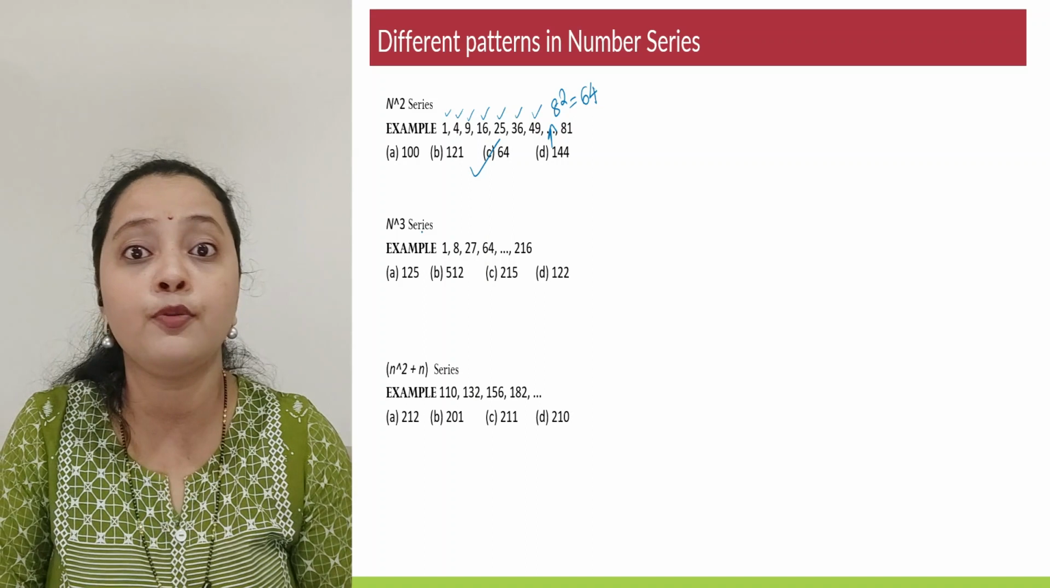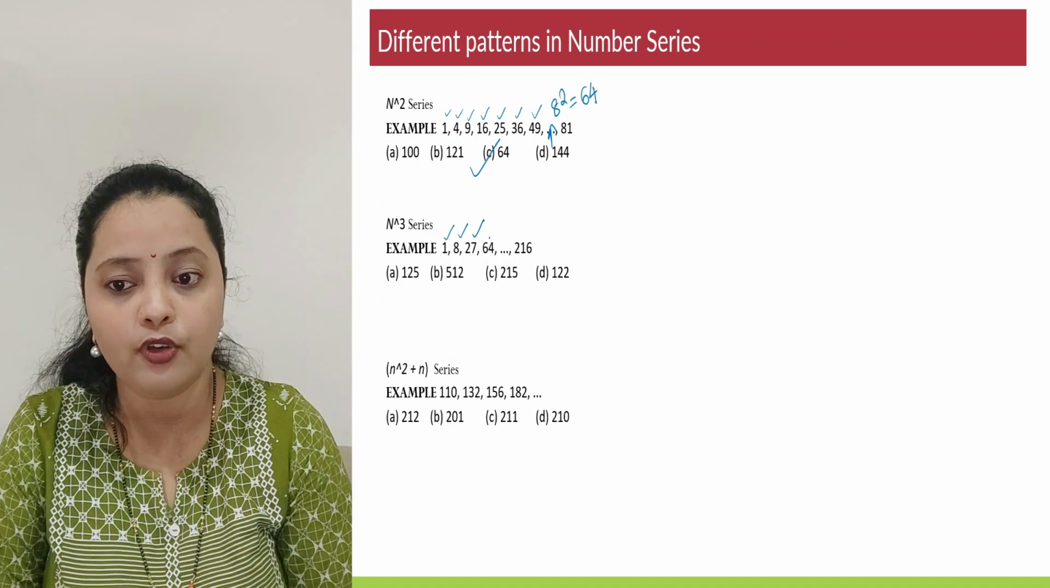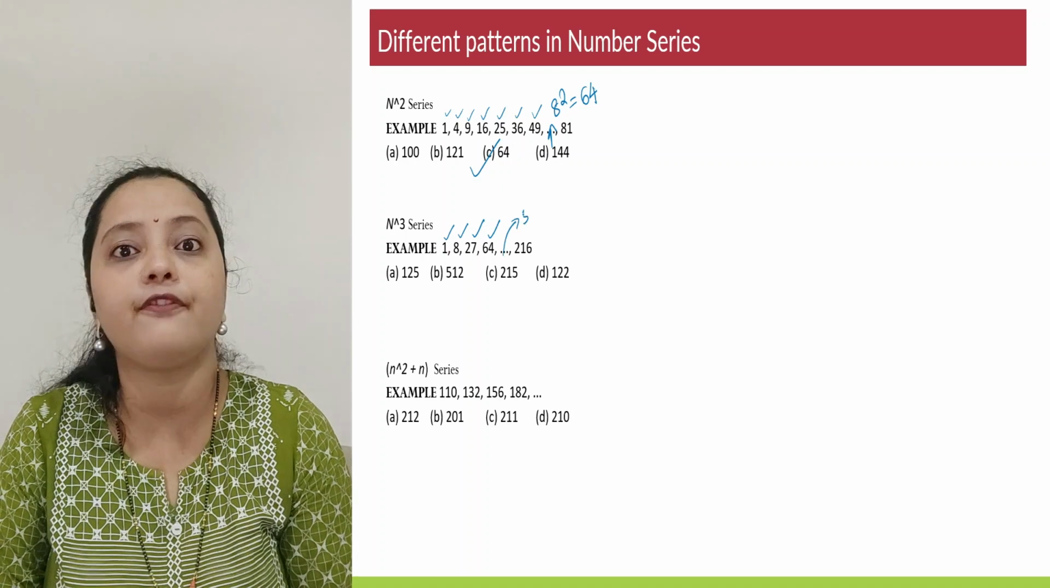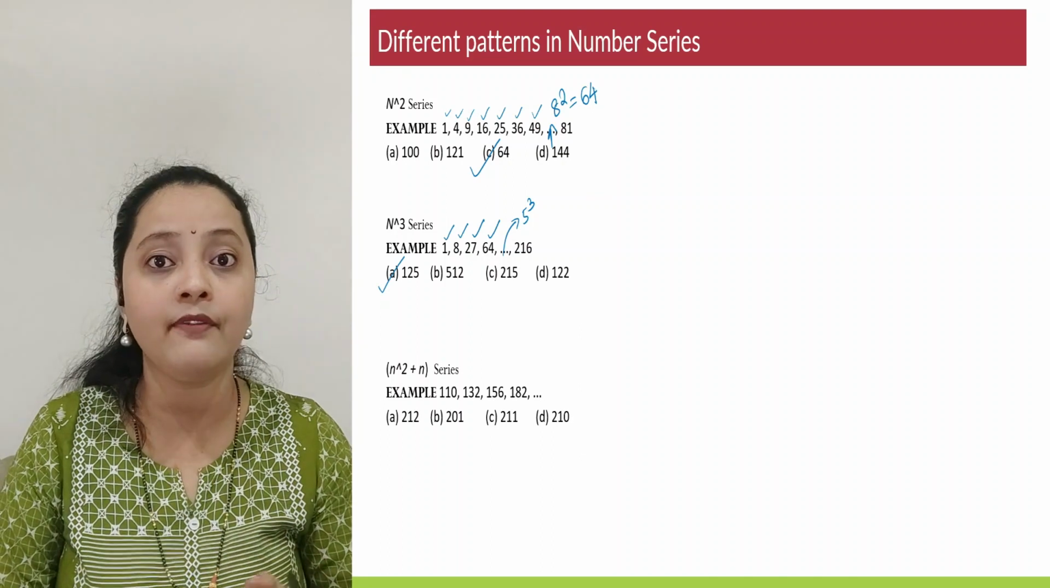Next one, it's n cube series. So perfect cubes. This is 1 cube, 2 cube, 3 cube, 4 cube. So obviously your answer would be 5 cube. And what is 5 cube? 5 cube is 125. So option A would be the answer.